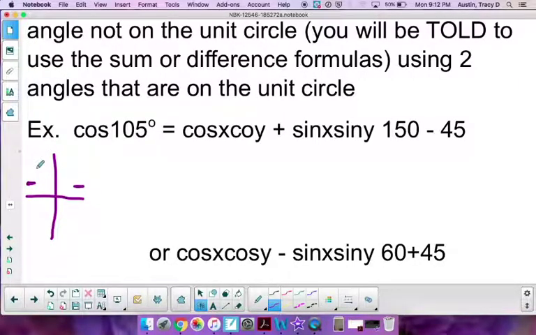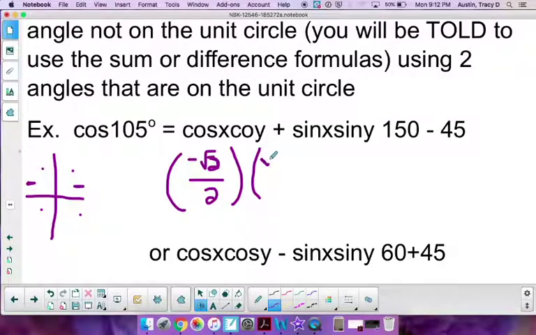And in quadrant 2, cosine is negative. Remember, all students take calculus. Okay, so negative root 3 over 2. Okay. And then you need the cosine of 45 degrees, and that's in quadrant 1, so that shouldn't be that hard. That's just root 2 over 2.